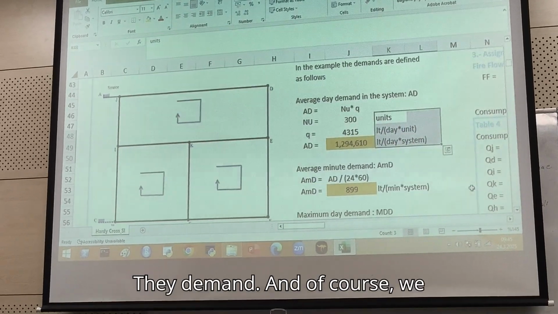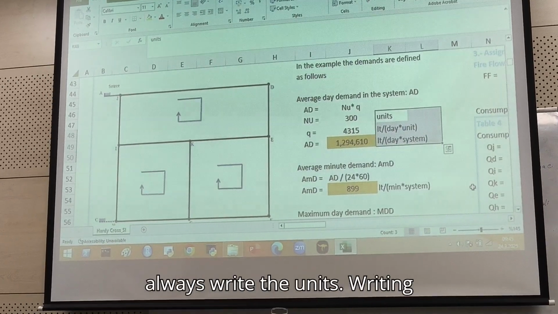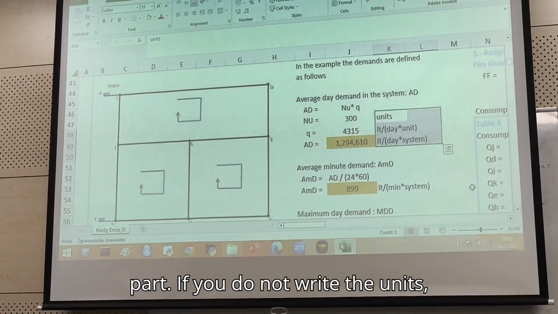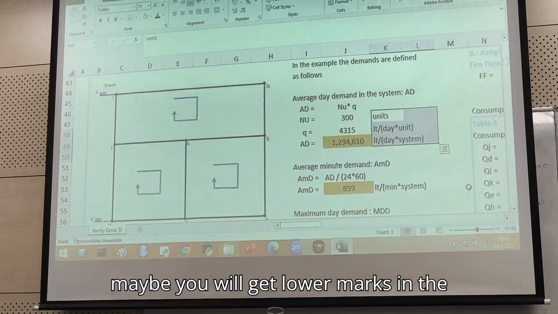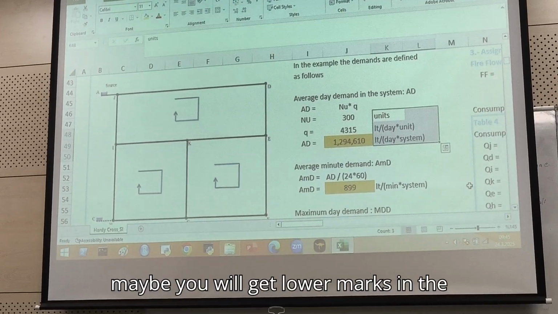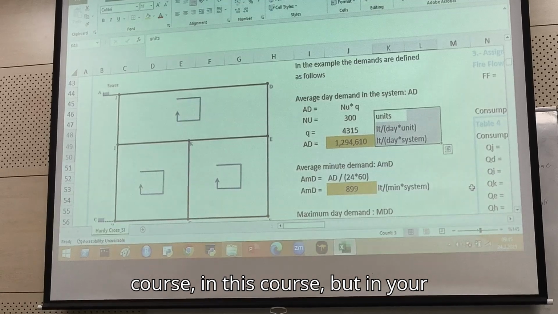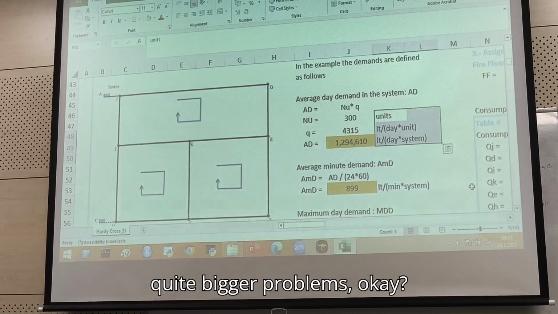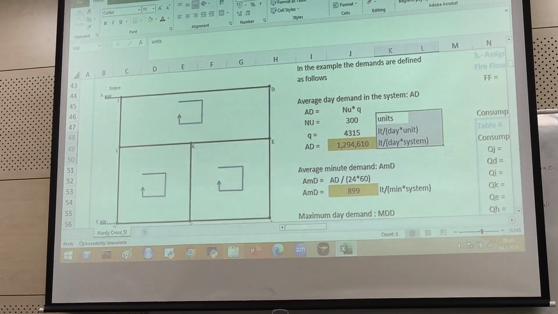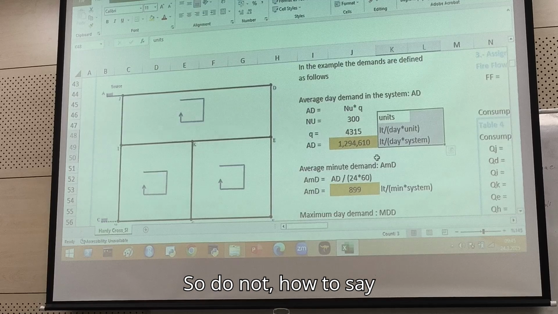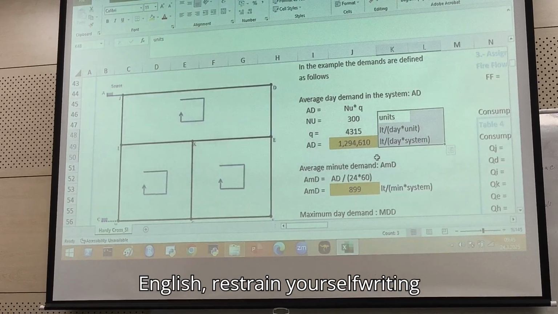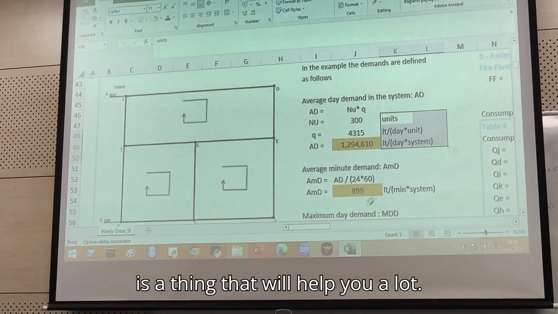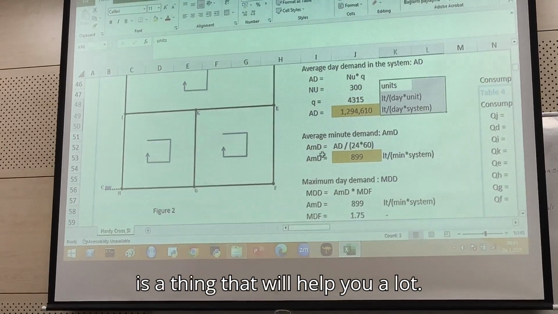And of course, we always write the units. Writing the units is the most important part. If you do not write the units, maybe you will get lower marks in this course, but in your future professional life, you will have quite bigger problems, okay? So do not, how to say it in English, restrain yourself from writing the units. It's not a burden, it is a thing that will help you a lot.